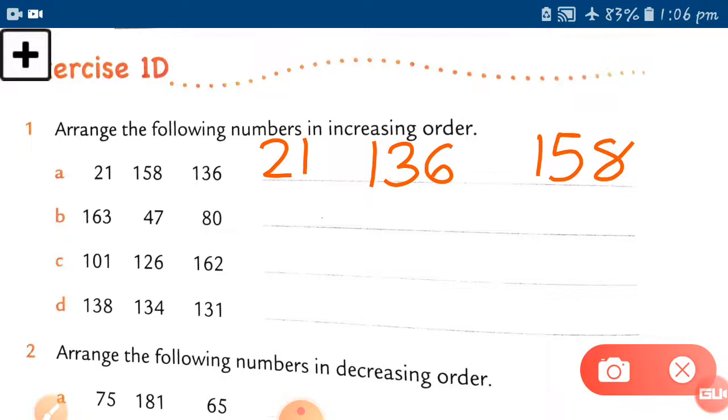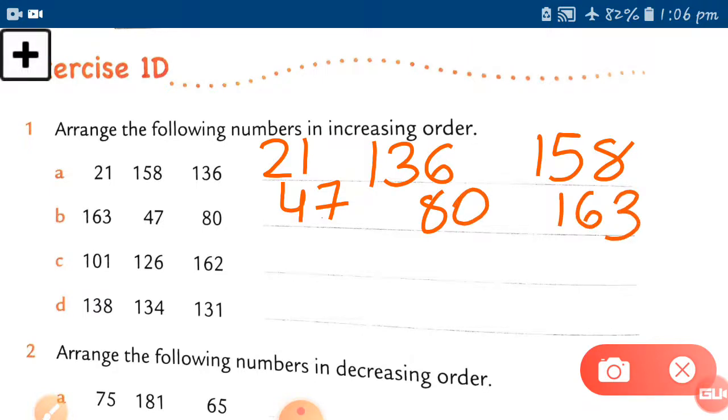Okay, number B, here is a 2-digit number also we are taking first, but there are two 2-digit numbers, 47 and 80. So you can easily know 47 is the small number here, then 80, and the last one 163. So this is the increasing order.